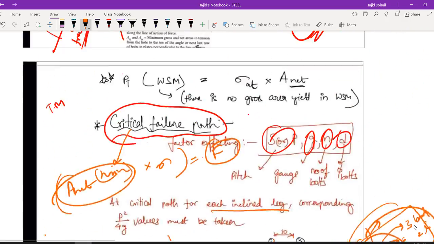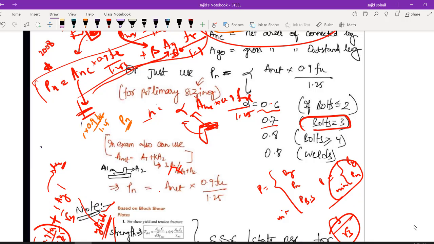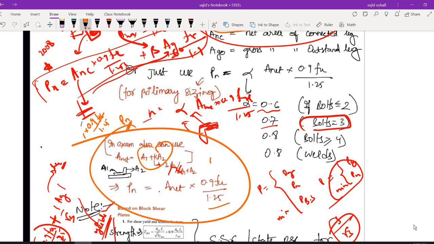So when it comes to your reduction factor, use this formula which I have taught you. It will be very easy. A net into 0.9 Fu by 1.25, where your A net is A1 plus K A2, where your K value is nothing but 3A1 divided by 3A1 plus A2. Sorry, 3A1 by 3A1 plus A2. So remember this once.